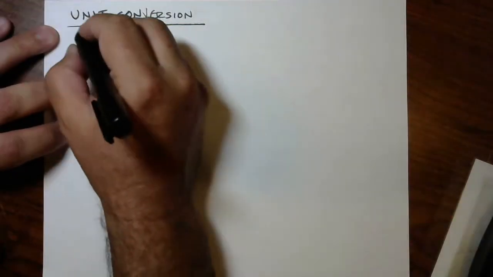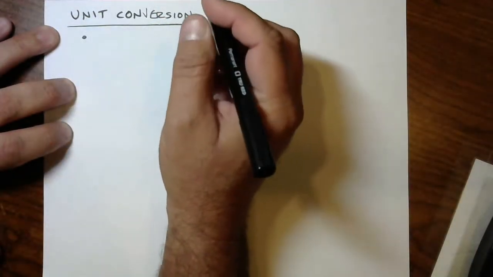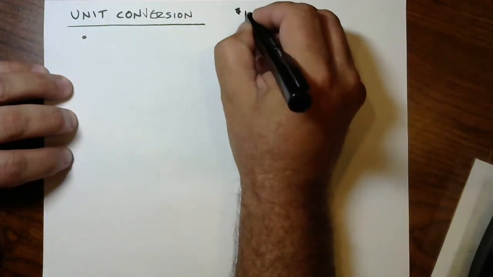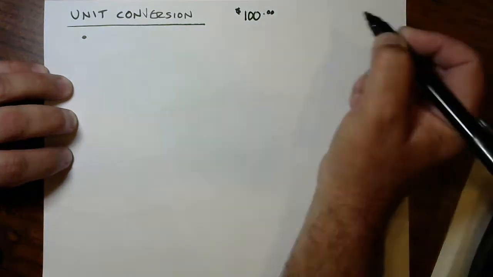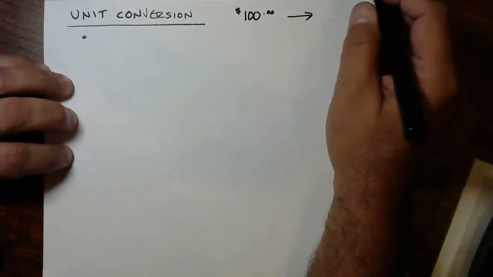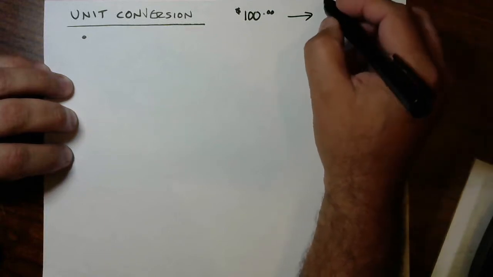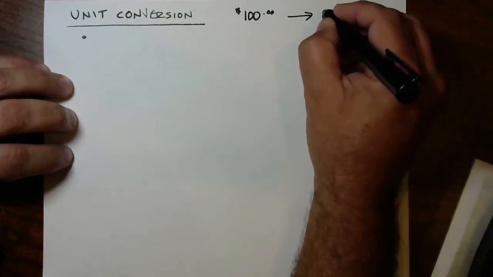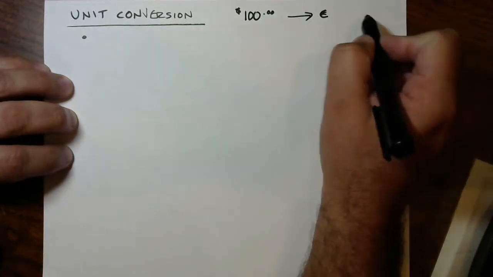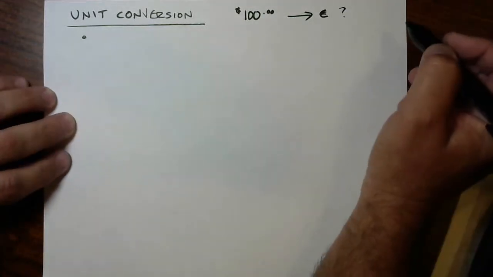The basic idea behind unit conversion is if you have a starting point, let's just say that we have $100 American, and we want to convert it into some foreign currency. Oh God, I got a funny story to tell you about that sometime. Let's say we're going to convert it into euros. I believe this is the symbol for euro, and I believe the euro symbol may go on the back end, but we're going to try to figure out what to do with that.